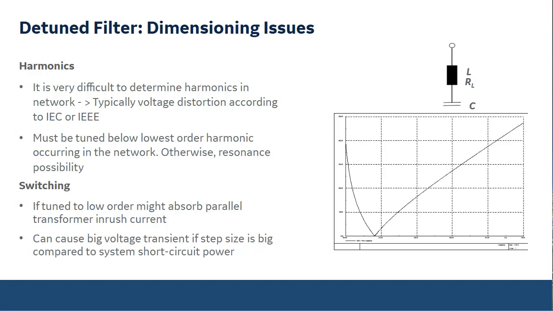And then it can also cause a peak voltage transient if the step size is big compared to the short circuit power. This also has to be verified by simulations, so that this will not happen. You will always have some kind of voltage transient, but if you have a very weak network and a very high power bank, then you will always have very big transients.